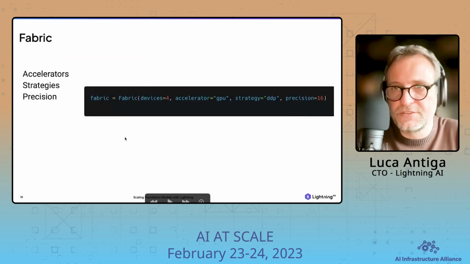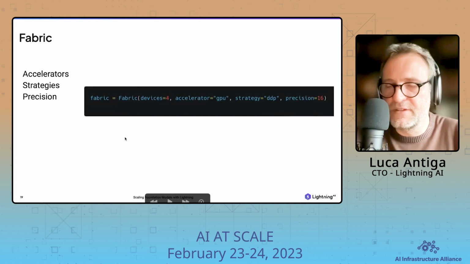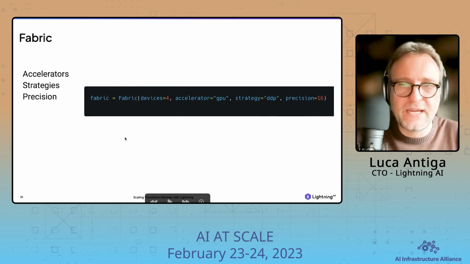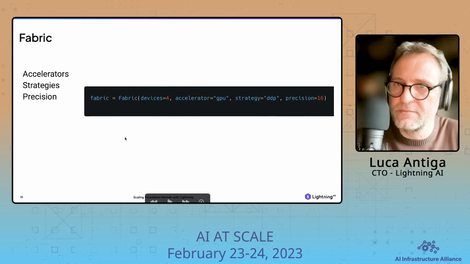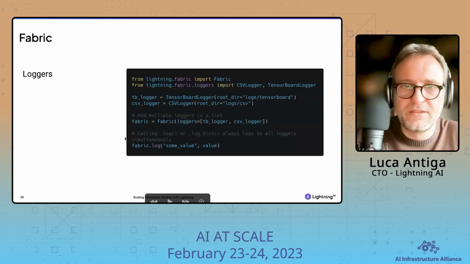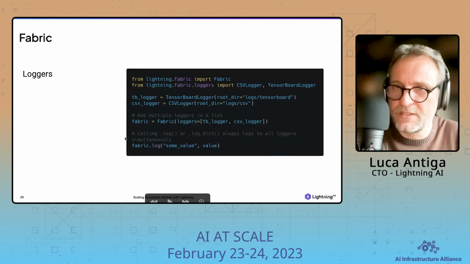So this is the way you instantiate the Fabric object. You can pass a number of devices, the accelerator types, the strategy, it's a string. It can be an object if you want to configure it. And the precision, in this case, 16 means mixed precision. And same thing with the logger. You can have multiple loggers.